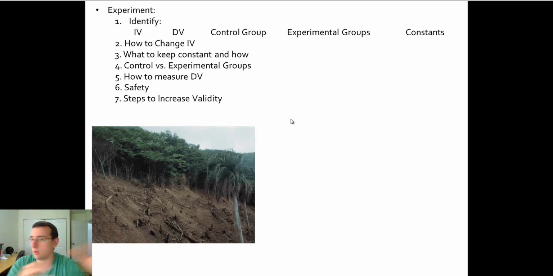Control versus experimental groups. I already talked about it, but make sure that you have that clear in your mind: you're going to have a group that does not have trees cut down, and then there are several groups where you cut more and more trees. And remember that you're going to randomly assign your habitats to those conditions. Then you describe how you're going to measure the dependent variable. Now I'm going to have to measure erosion. There are several ways you could do it.